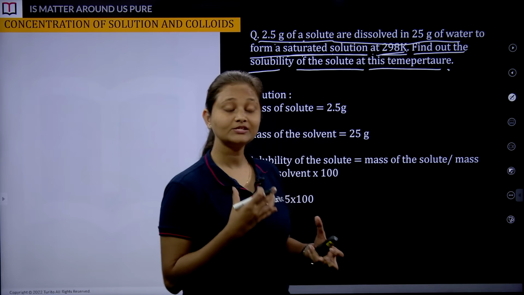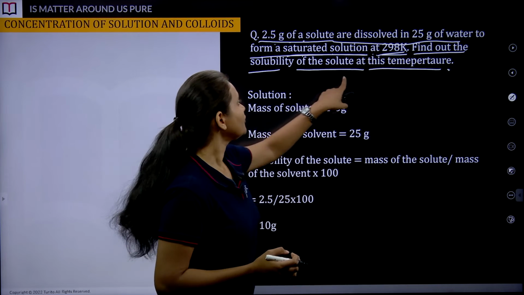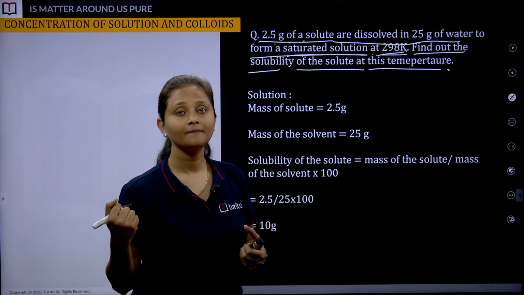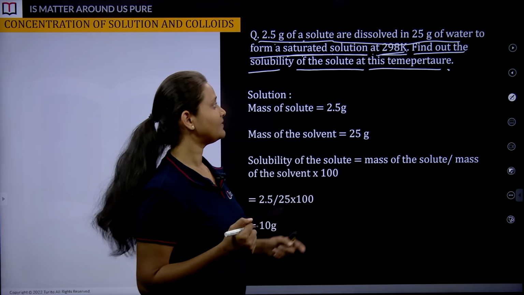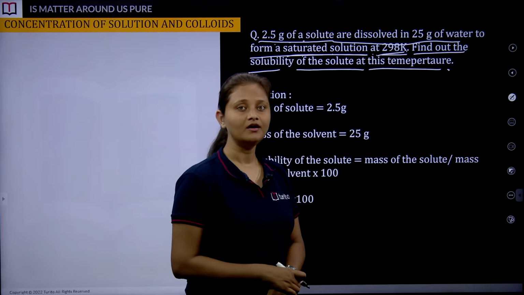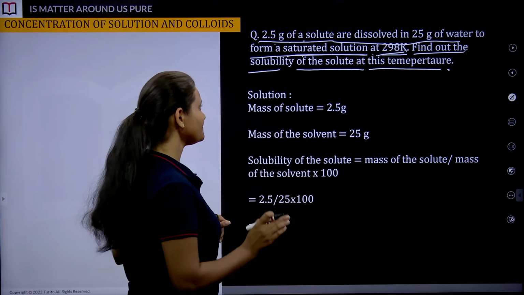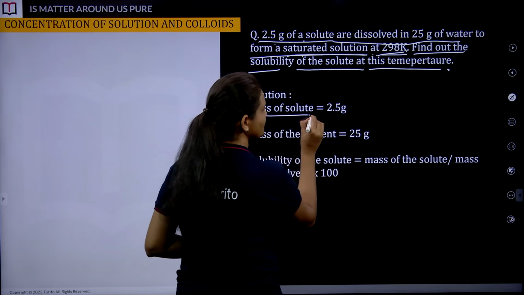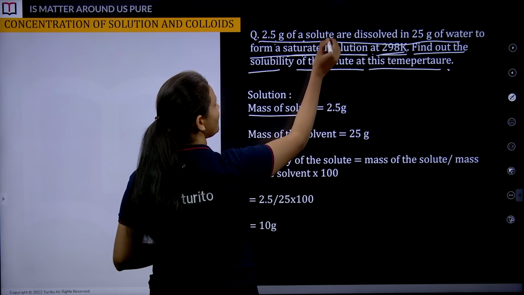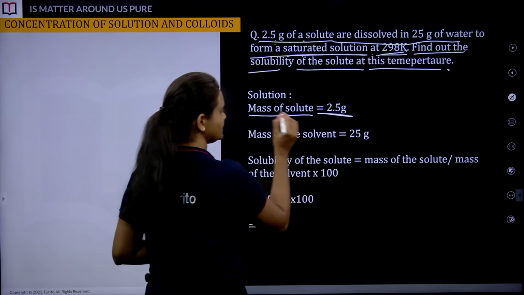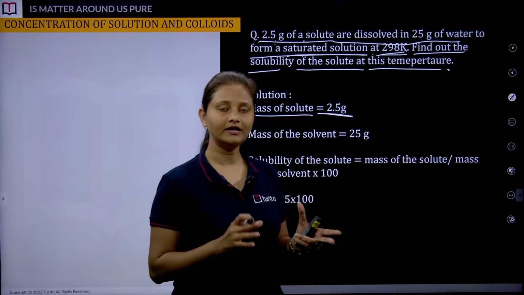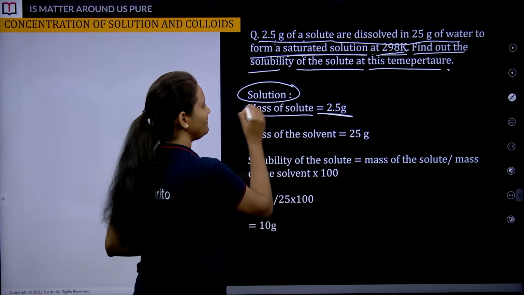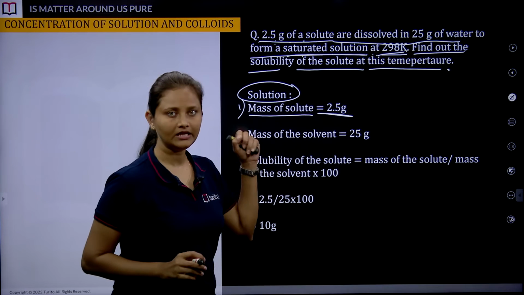Find out the solubility of the solute at this temperature. So what is the solubility of the solute? Like what is the maximum capacity of that solute to get dissolved in the solvent at this temperature? That is what they are asking for. So here is a little trick. It's quite different from the last two questions. We are provided with the mass of solute, 2.5 gram. Always try to write down the data which has been provided in the question. So write solution and then pen down each and everything which is there in the question.